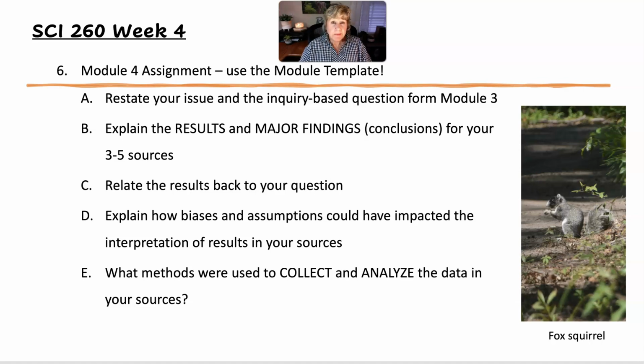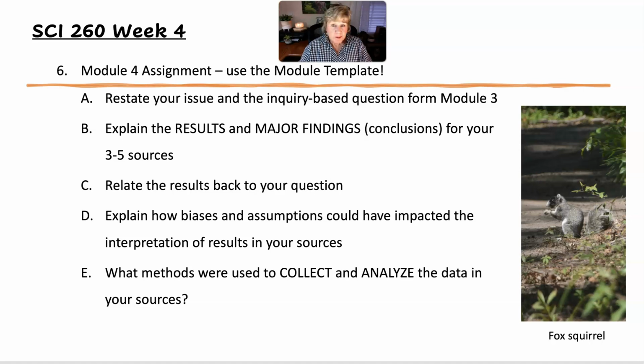Explain the results. And remember, when I say the word explain, I mean there's a paragraph there, right there. Explain the results and the conclusion that your scientist or scientists came to about those results. And then relate your results back to your question, of course, because that's the whole point of this. Explain how biases and assumptions could have impacted the interpretation of the results in your sources.